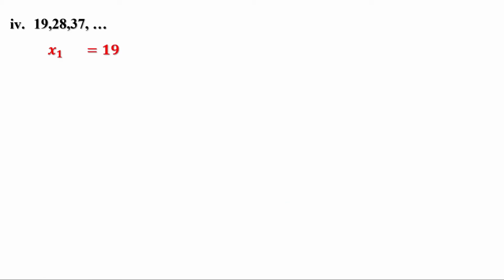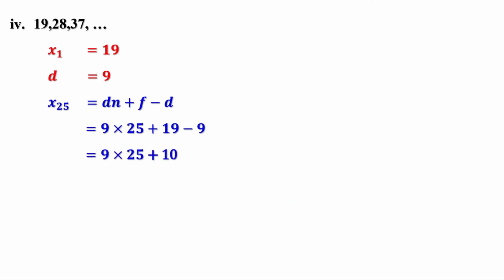Fourth part, 19, 28, 37, etc. First term is 19, common difference is 9 and the 25th term is dn plus f minus d, or 9 into 25 plus 19 minus 9. This can be written as 9 into 25 plus 10. That is 225 plus 10, which is equal to 235.